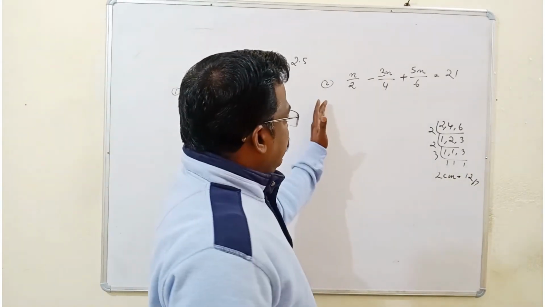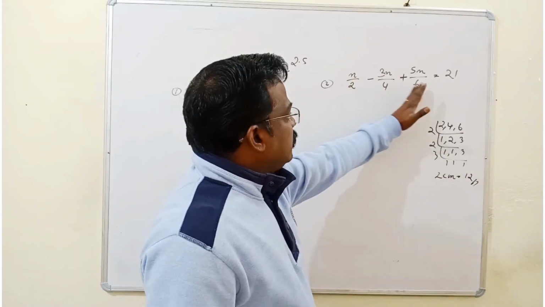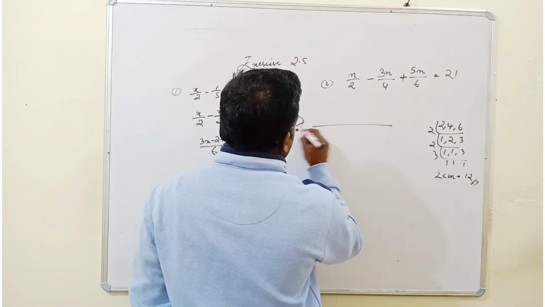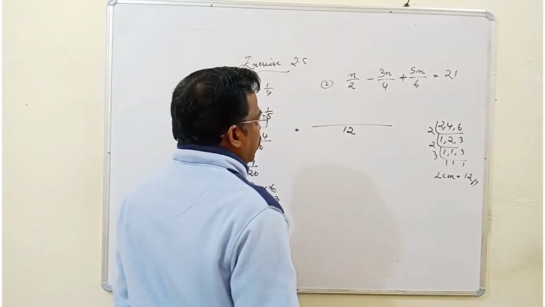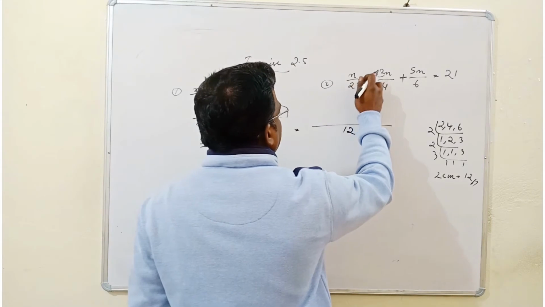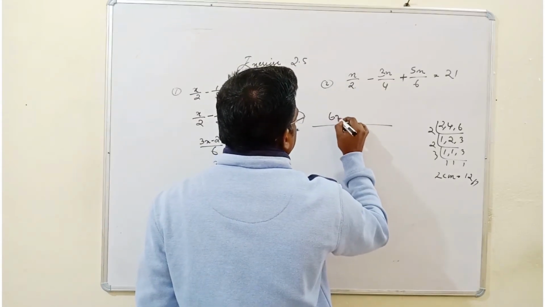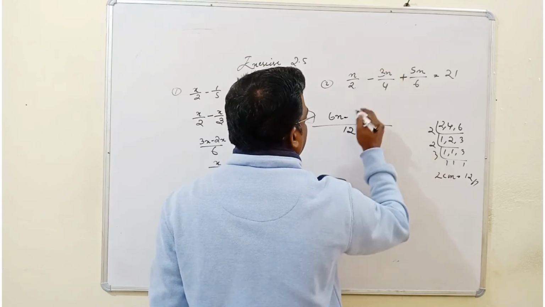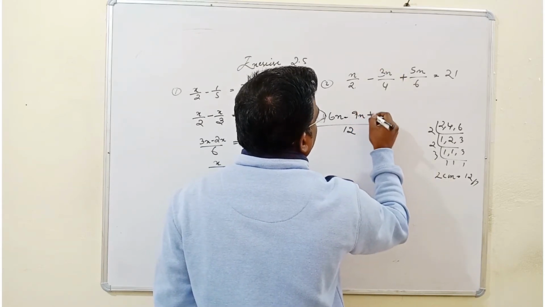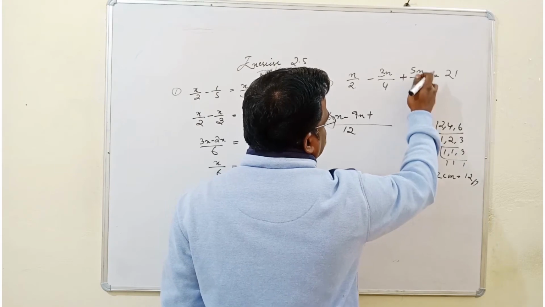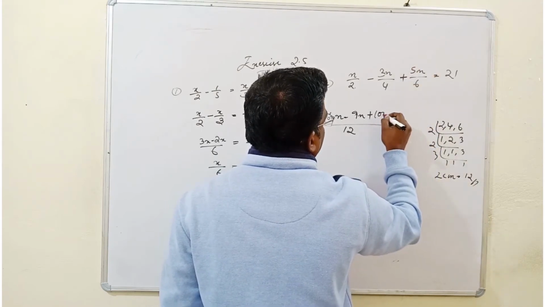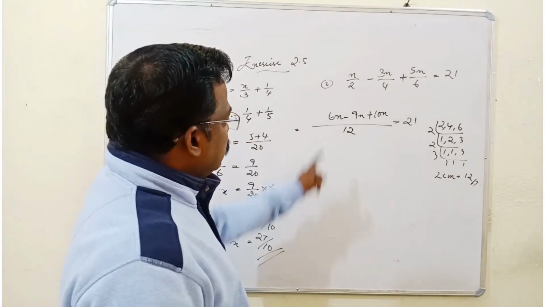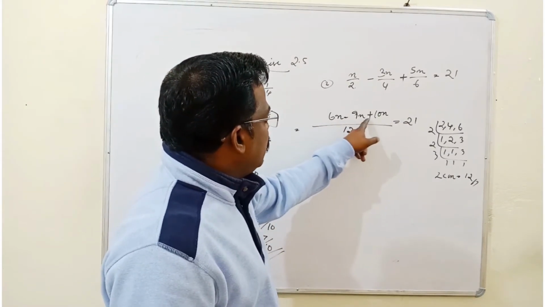Okay. So we have to add and subtract these terms in such a way that 12 is the denominator here. So 2 into 6, 12, so 6n. Then 4 into 3, 12, so 3 into 3, 9n. Plus 6 into 2, 12, so 5 into 2, 10n. That equals 21. Okay. So here 6n minus 9n plus 10n.